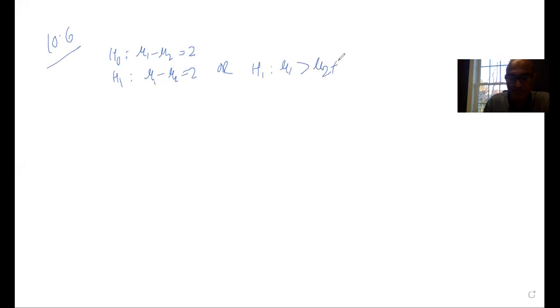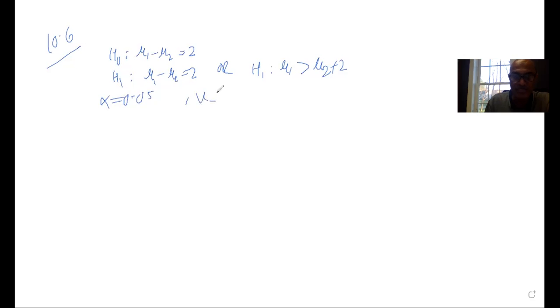So example 10.6 says that nu1 and nu2 represent the population mean of the abrasive wear of material 1 and material 2 respectively, and I have my H0 is nothing but nu1 minus nu2 equal to 2, right? And H1 is nu1 minus nu2 not equal to 2, or otherwise I told you that H1 is nothing but nu1 is greater than nu2 plus 2 more units. Same thing. And my alpha is equal to 0.05 level of significance.